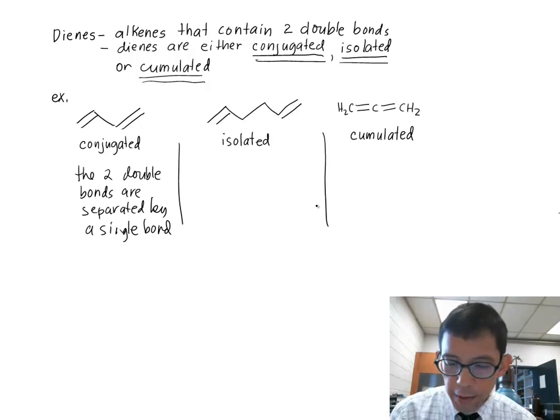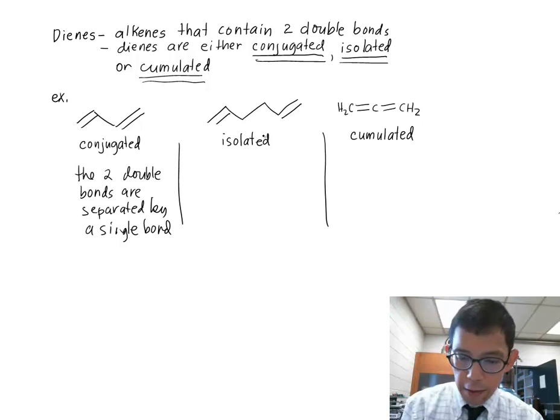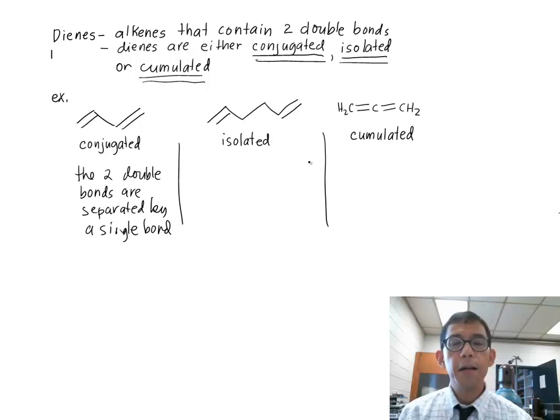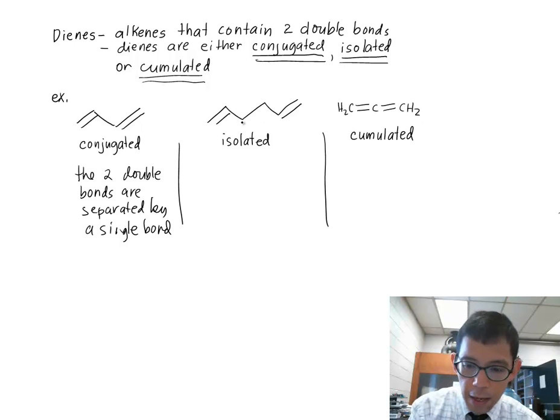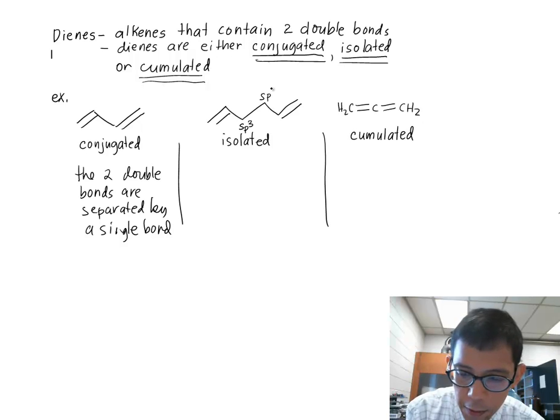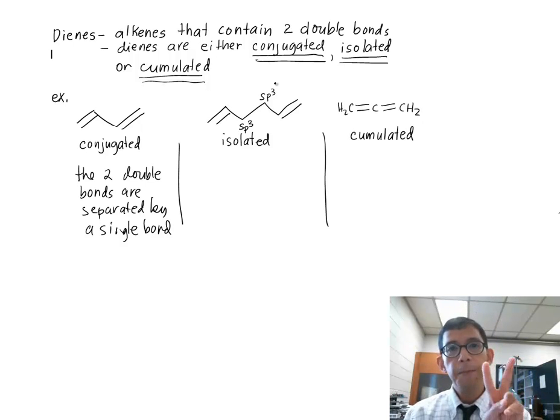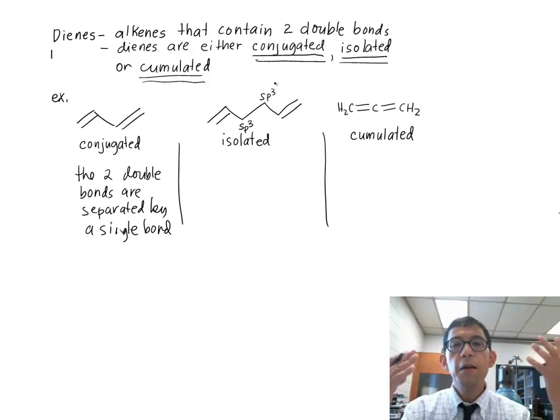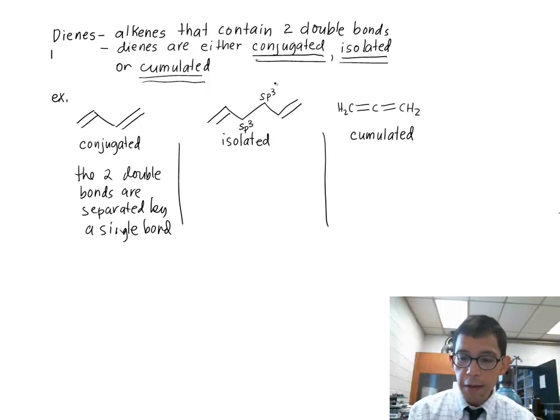The one in the middle is an isolated diene. See the two double bonds. An isolated diene is one where the two double bonds are separated by at least one sp3 hybridized carbon. So in this example, that's an sp3 hybridized carbon, and so is that one. So the two double bonds are separated by two sp3 hybridized carbons, so that would be an isolated diene.